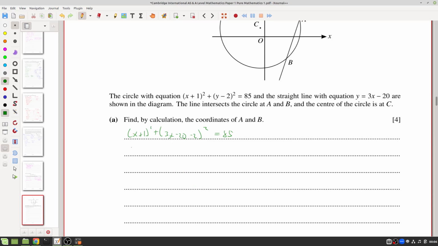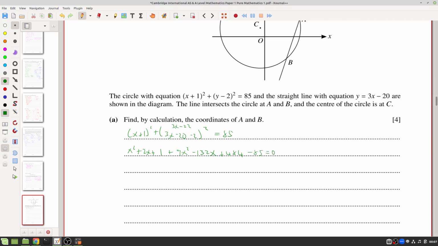Okay, and then we just solve for x to start with. So squaring this bracket gives us x squared plus 2x plus 1. This bracket, so that's going to be 3x minus 22. So 3x squared is 9x squared. 3 times negative 22 is negative 66, minus another 66 is negative 132x. And then 22 squared is 484. And I'm going to take the 85 across, so minus 85 equals 0.